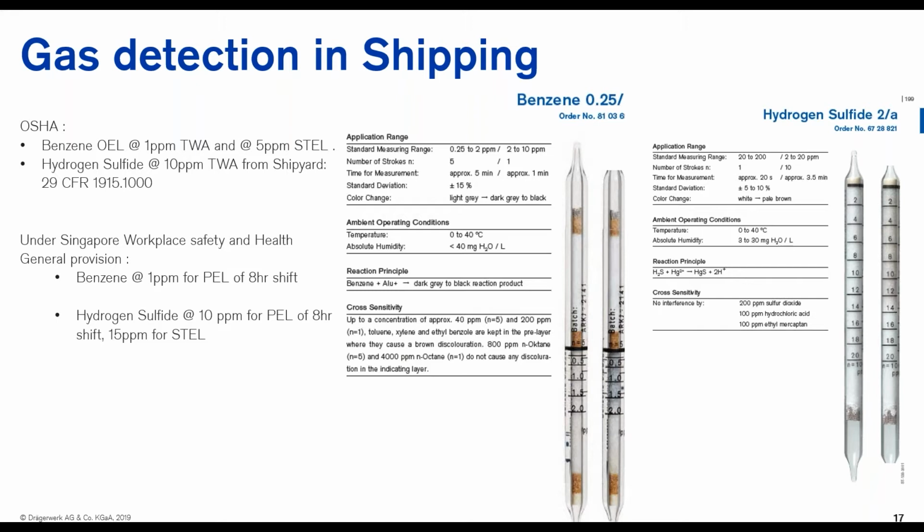So what do we mean by dual scale? The tube itself will have two types of scale. One is for high concentration, one is for low concentration. So when do we use each range? For example, in confined or enclosed spaces, the workers are not aware of the concentration level. They need to know when to use the upper concentration range and when to use the lower concentration range.